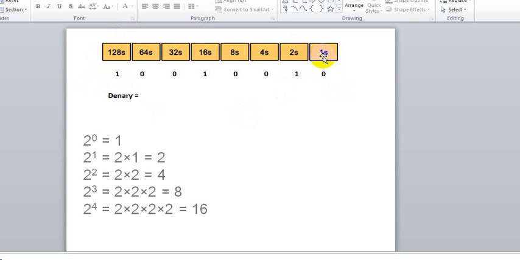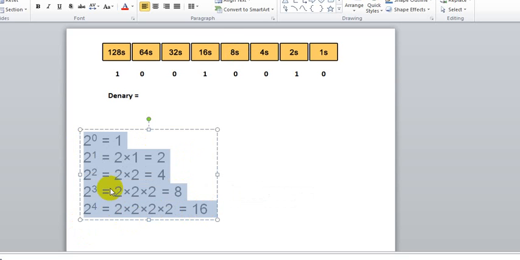So 1s, 2s, 4s, 8s. What I mean by exponential is that this is 2 to the power of 1, this is 2 to the power of 2, this is 2 to the power of 3, I beg your pardon, and this is 2 to the power of 4. Oh, there it is written down there, look at that. So exponentially, 2 to the power of 0, 1. 2 to the power of 1, 2. 2 to the power of 2, 4. So these are placeholder values to help us work out what this binary number is.